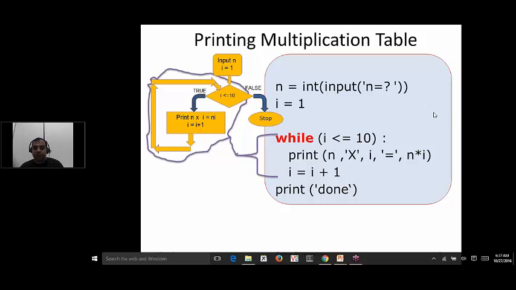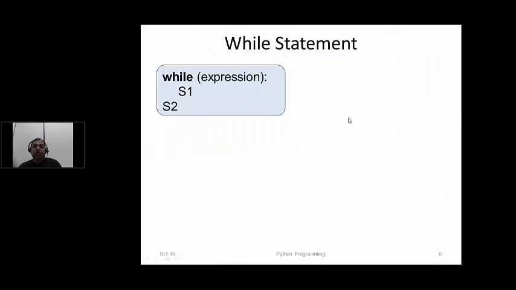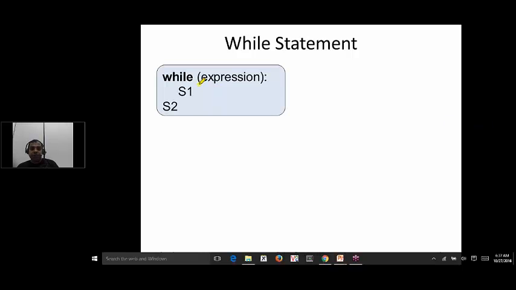So let's look at the while statement more carefully. In Python, a while statement contains a Boolean expression which has to be tested, followed by a colon. This part looks very similar to if, except that instead of if we have a while keyword. Okay, and then you write... Yes, I'm coming to that.